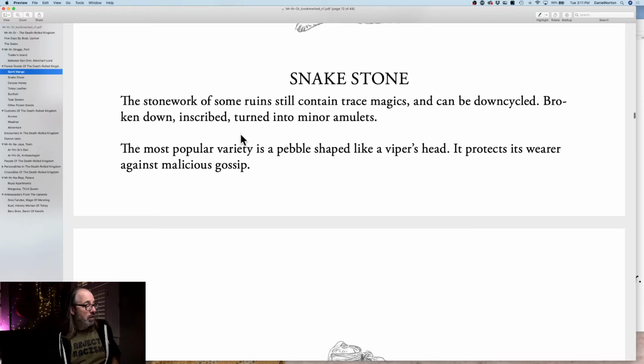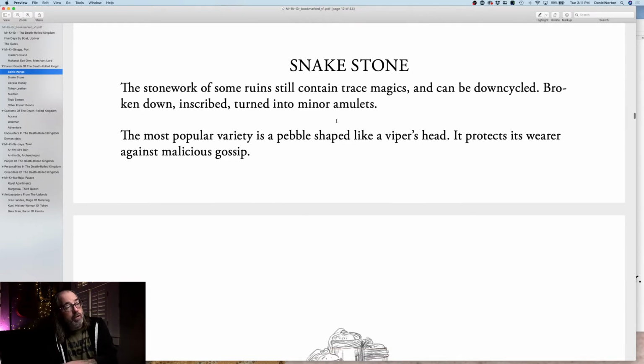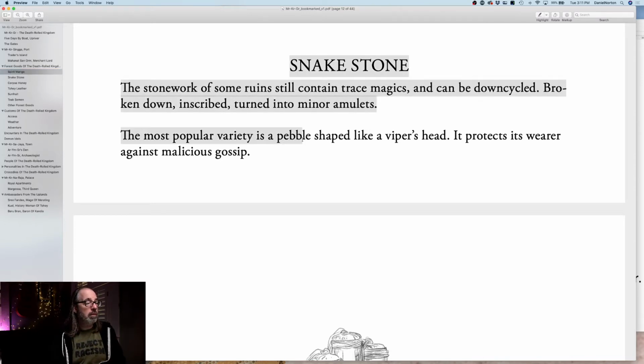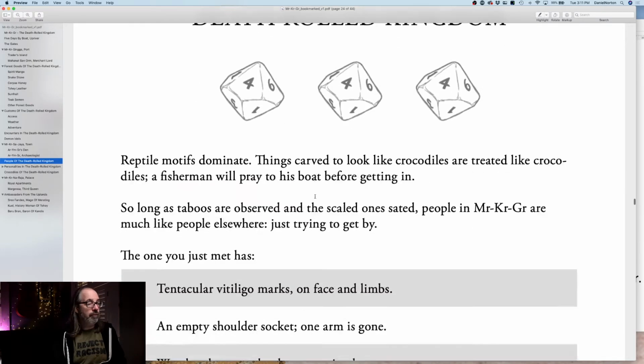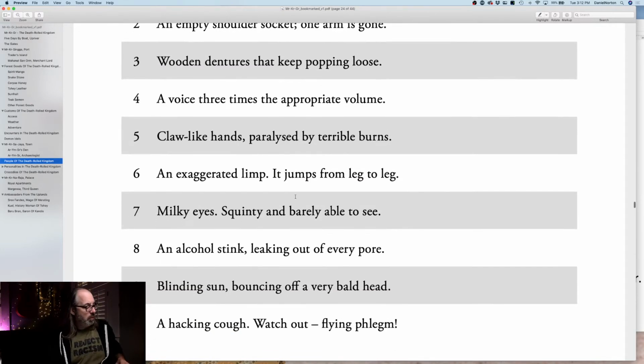Okay, good. So what I'm looking at here is, right, we've got this snake stone, which is essentially something that people tear apart the ruins for, right, to create these little amulets. So we have that, right, and then we have snake stone, and then we have, let's see, people of the Death Roll Kingdom. So let's roll up a person.